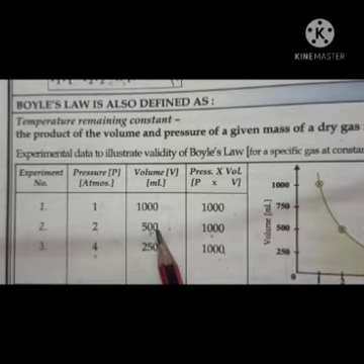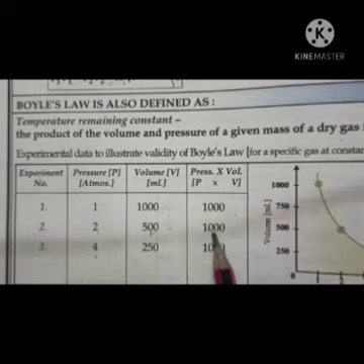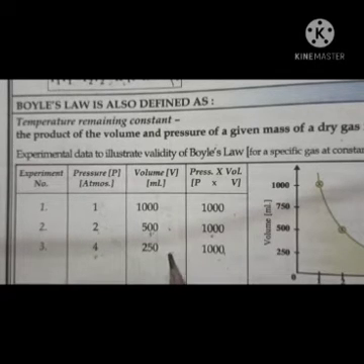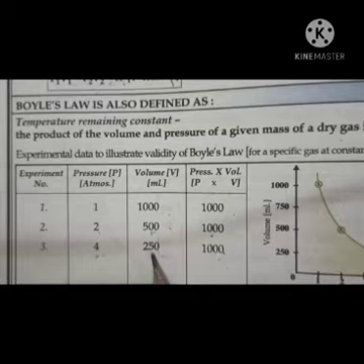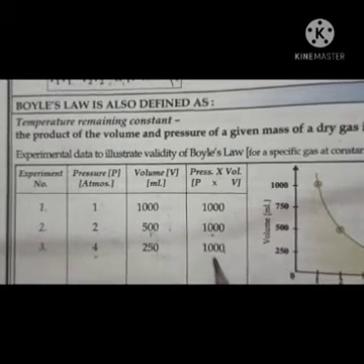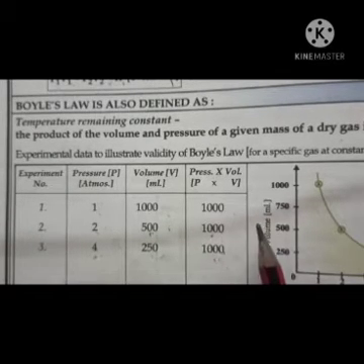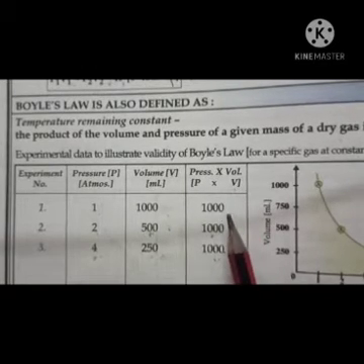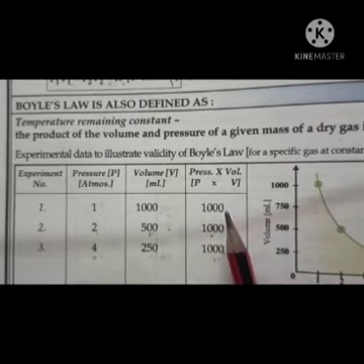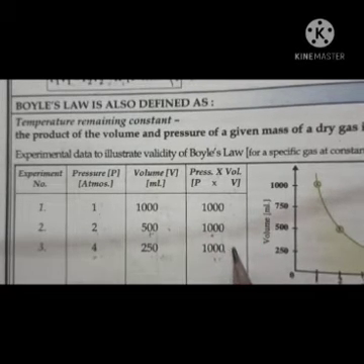Now when you multiply P and V, that is 500 into 2, what do you get? 1000. The third time, when you increase the pressure up to 4 atmosphere, the volume becomes 250 ml. When you multiply this pressure and volume, again you get 1000. So you can say the product of pressure and volume always remains constant for a given mass of a dry gas, right?